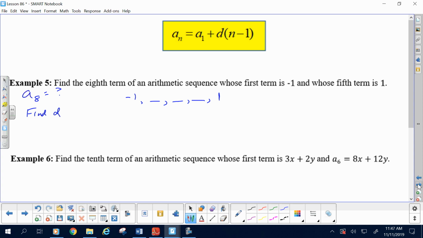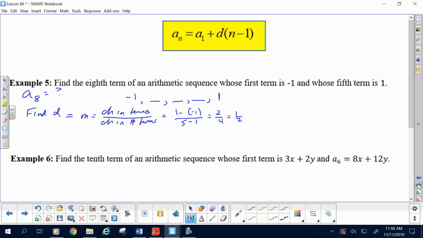So how do I find that common difference? It's like the slope. It's change in the terms over change in number of terms. How much did the terms change in going from -1 to 1? 2. They went up by 2. How many jumps did it take in going from A1 to A5? 4. So it seems like each jump is 1/2. Let's verify that works just by filling in the dots.